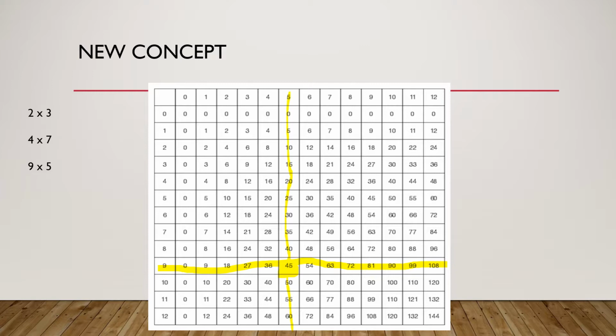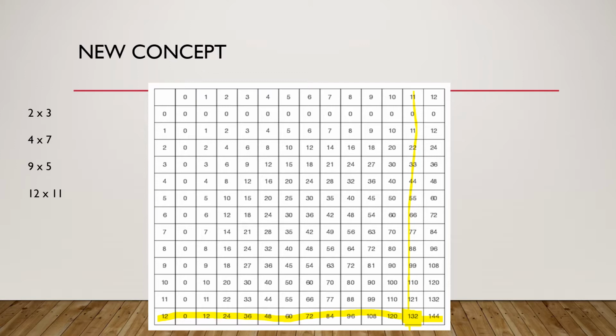We'll do one more. This time I'll wait and see if you can find the answer before I give it. So we're going to do 12 times 11. Go ahead and look at the chart and see if you can find 12 times 11 on there. I'll give you a second. So hopefully you were able to find the answer by going across the 12 and down the 11 and finding that the answer is 132.